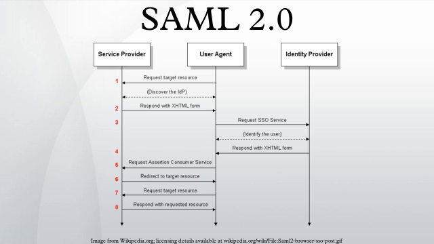Security Assertion Markup Language 2.0 is a version of the SAML standard for exchanging authentication and authorization data between security domains. SAML 2.0 is an XML-based protocol that uses security tokens containing assertions to pass information about a principal between a SAML authority, that is, an identity provider, and a SAML consumer, that is, a service provider.